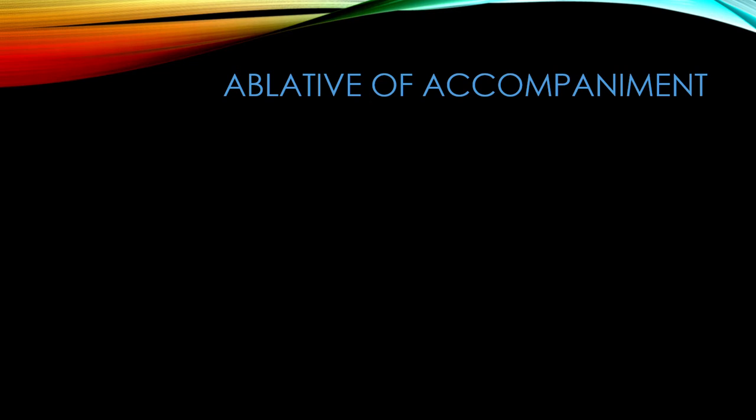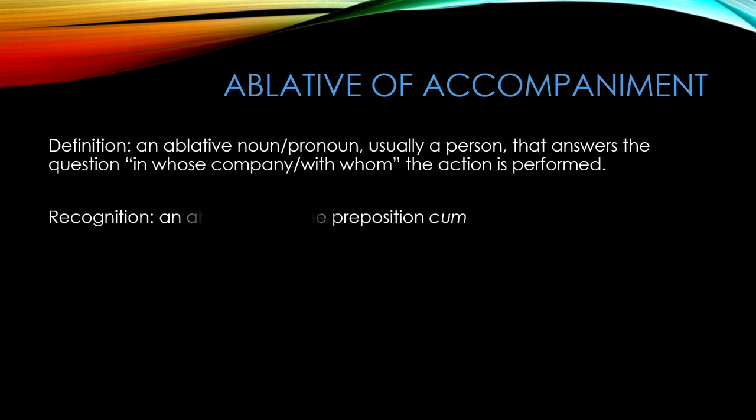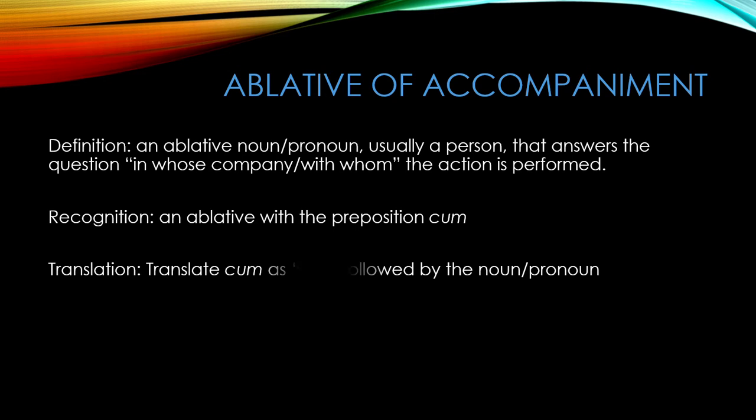The second use of the ablative introduced in this chapter is the ablative of accompaniment. It is a noun or pronoun, usually a person, that answers the question in whose company or with whom the action is performed. It is an ablative, again usually a person, with the preposition cum. To translate, use cum as with, followed by the noun or pronoun.